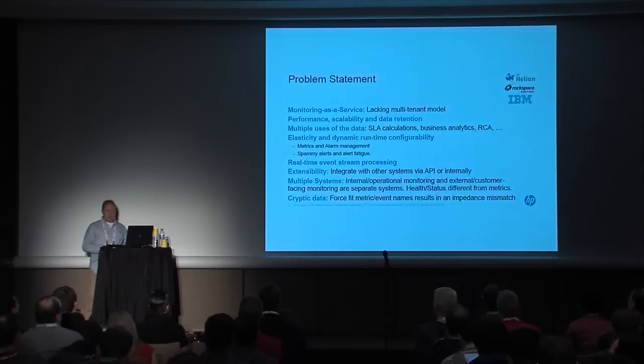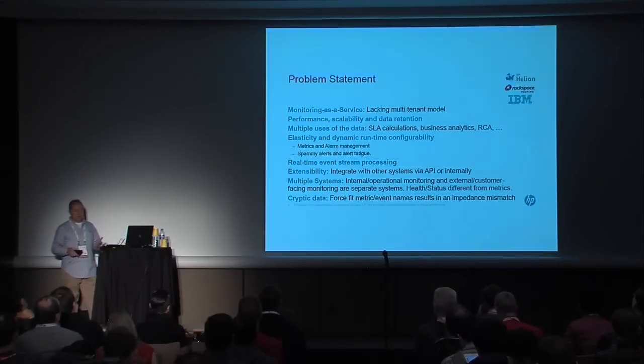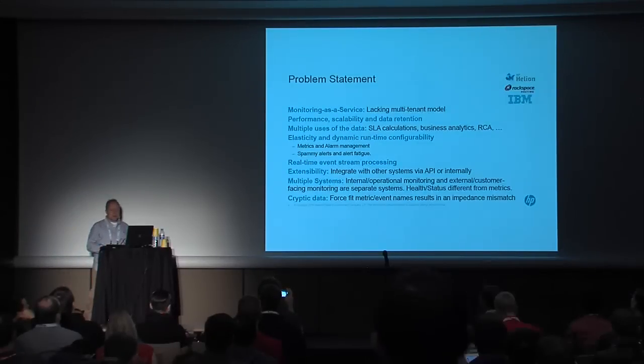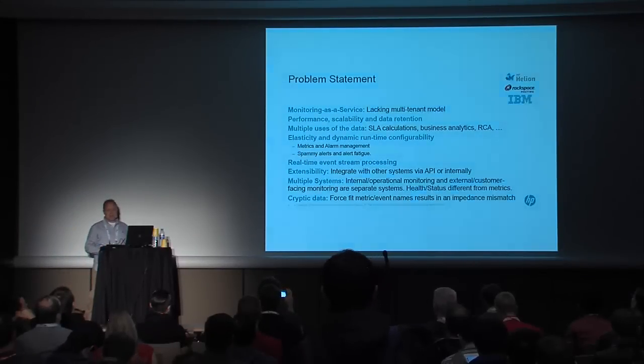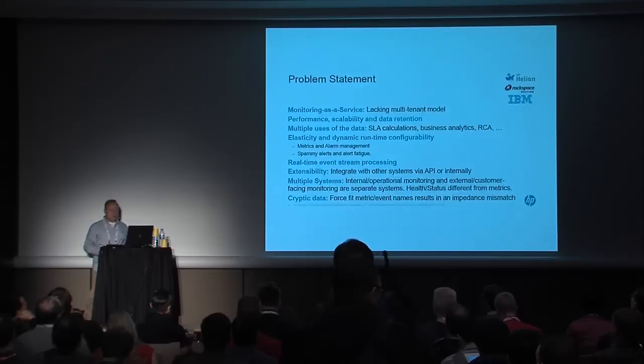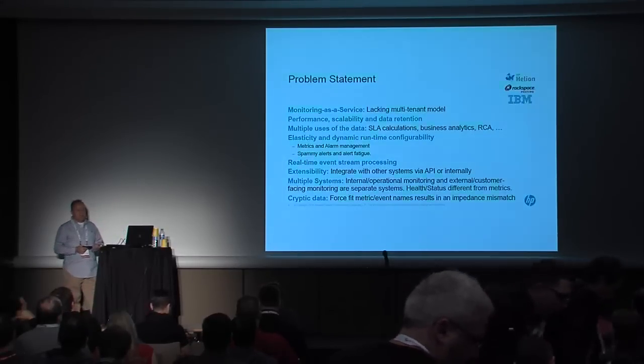Performance, scale, data retention are huge problems today. In our public cloud, we're generating 25,000 to 30,000 metrics per second. Most monitoring solutions that we know of, or pretty much all of them, really can't scale that high. And you see this in the industry where you see lots of web companies that have developed their own proprietary monitoring solutions.